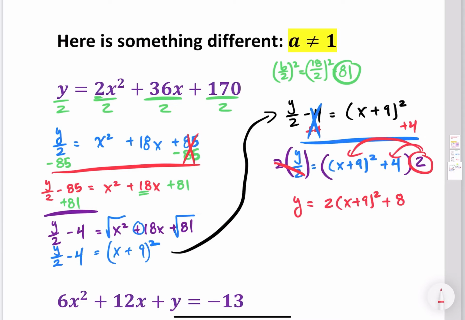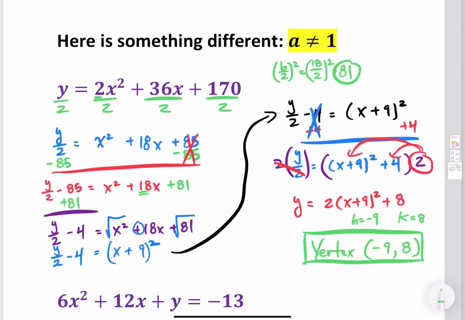So now we have our equation in vertex form. We can now see what the h value is. The h is actually negative 9. The k value is 8. So that means the vertex in this particular case is going to be at negative 9, 8.